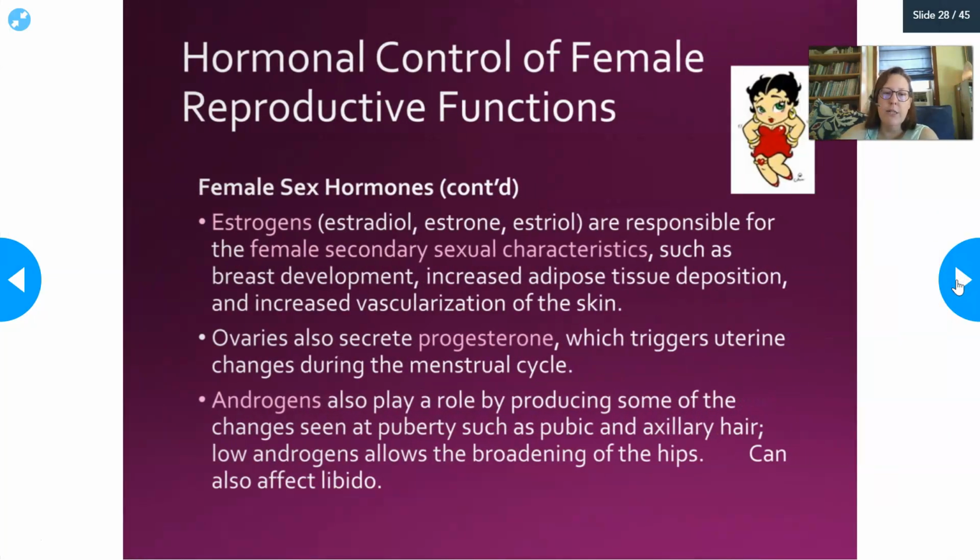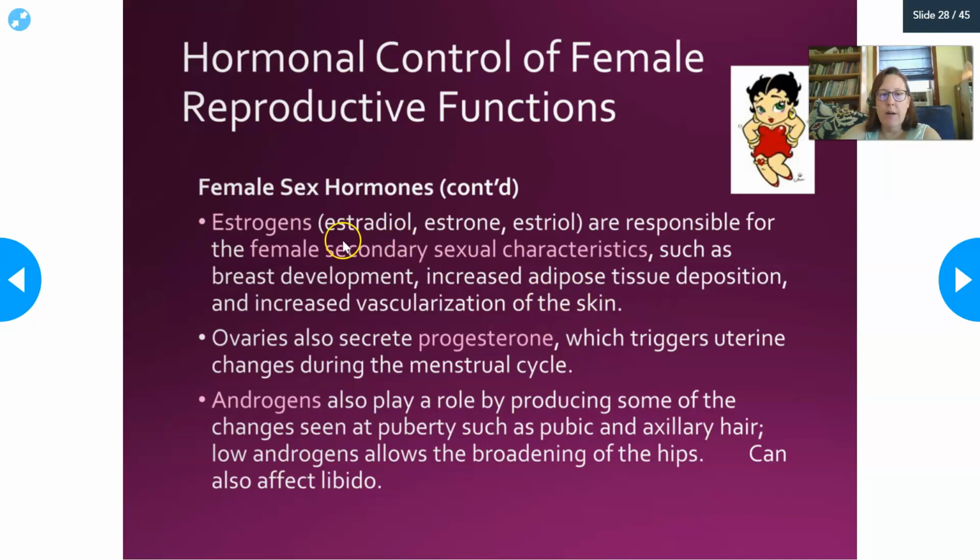Okay, so estrogens, you actually have three types of estrogen: estradiol, estrone, and estriol. They're responsible for your female secondary sexual characteristics, such as your breast development, increased adipose tissue deposition, so where your fat is stored, and increased vascularization of the skin, so how pretty your skin is.